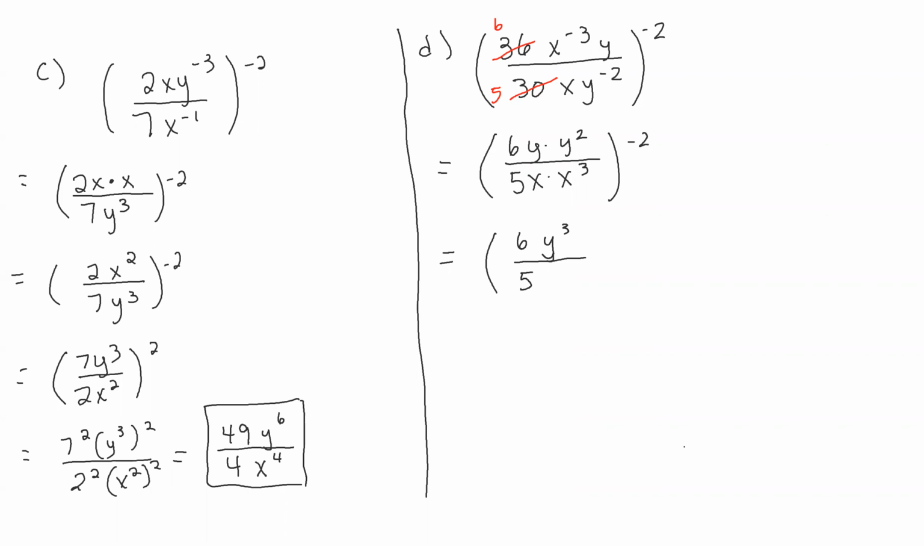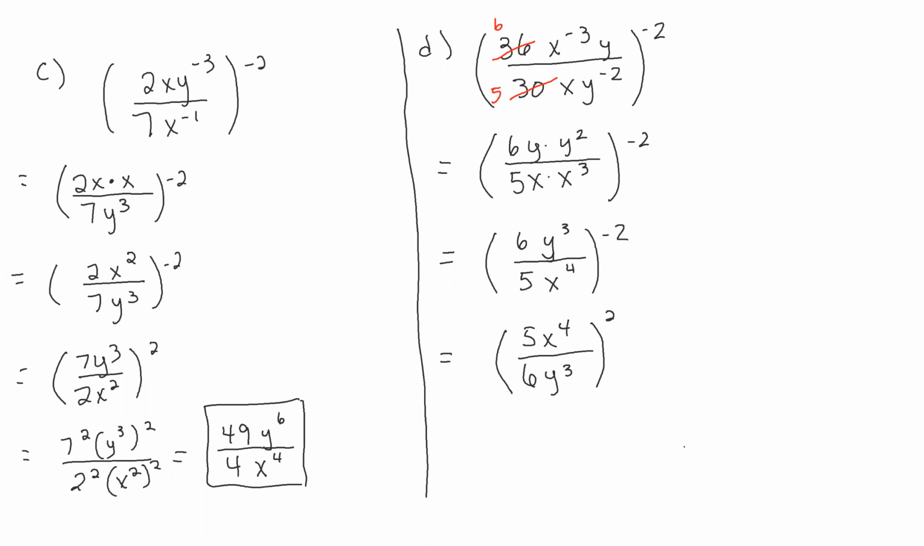Well, that's really just going to be x to the 1 plus 3, or x to the 4th. So what I have now is 6y to the third over 5x to the 4th, all raised to the negative 2 power. So at this point, I'm going to deal with that negative exponent on the outside. And the way we deal with that is we flip the entire quotient. Now, you flip the entire quotient only when you have everything in parentheses with a negative exponent outside.